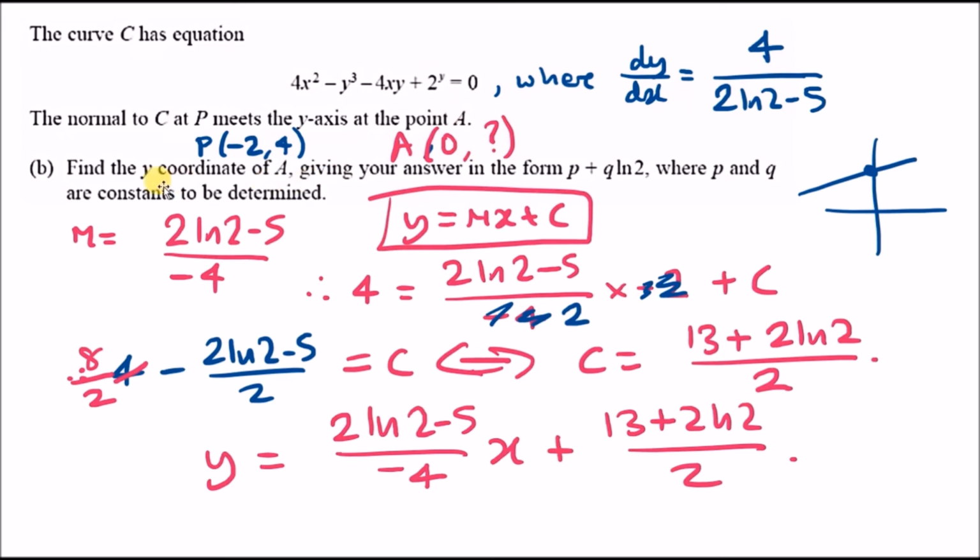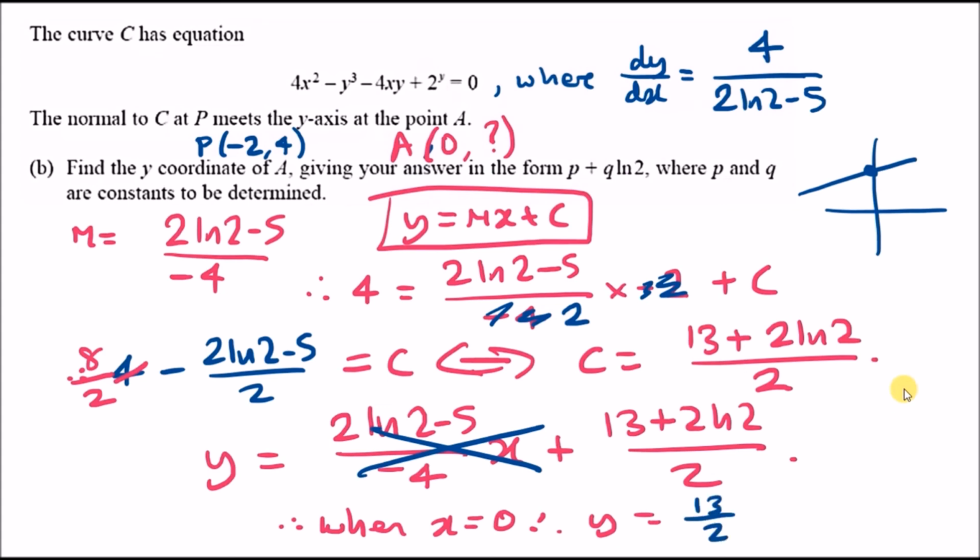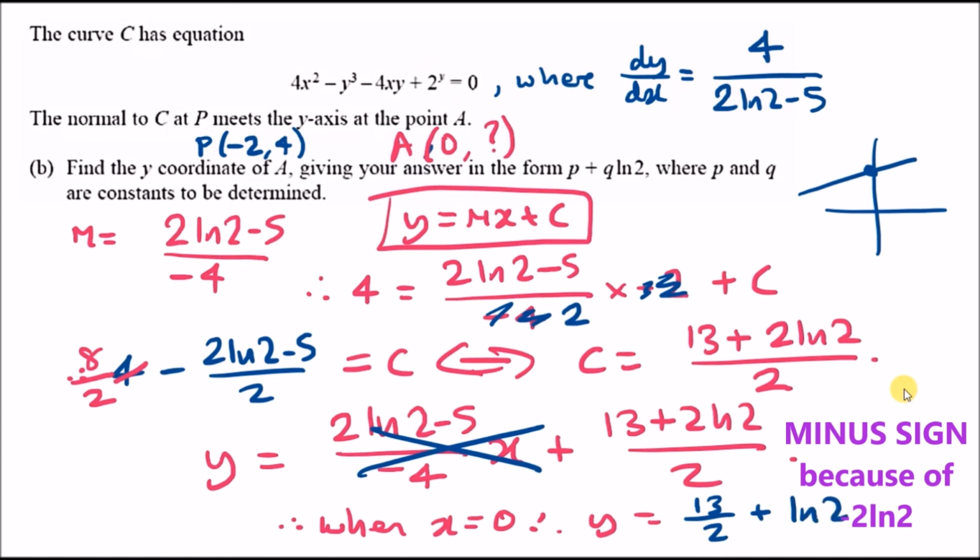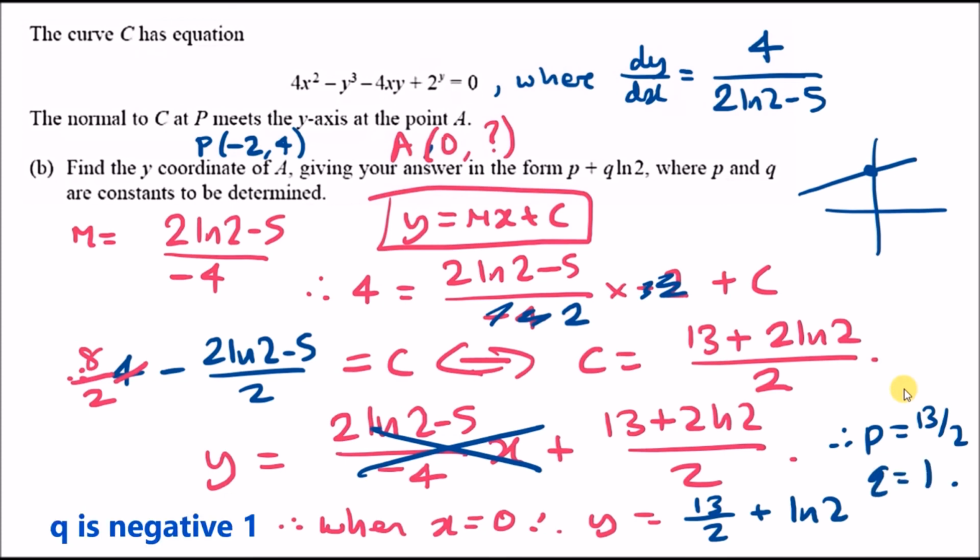And finally, find the y coordinate of A. So if it meets the axis, this means that x is 0. So we can say therefore, when x equals 0, all of this cancels out. So we're left with literally 13 plus 2 log 2 over 2. And to keep it in this form, it'll be 13 over 2 plus, and then q would just be 1, so it'll be literally log 2. And that means p is 13 over 2 and q is 1. Not bad, guys. Not bad at all.